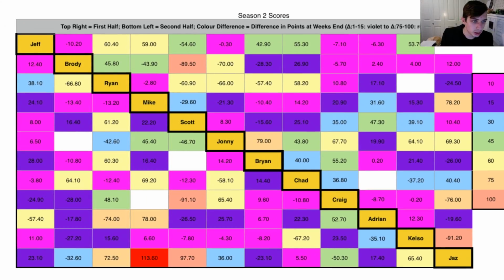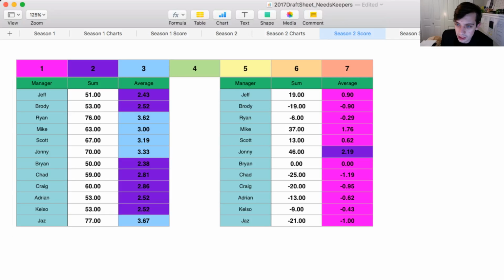Now I've done this for season 2 as well, so let's have a look at season 2. Only one right here, Mike and Jazz, only one big difference. Mike beating Jazz at 113.6. And we can see here that Johnny crushed everyone by having a significant difference of 2.19 in his favor. Everybody else had a very small amount of variety, like Jeff 0.9, Brody 0.9 in the negative against him.